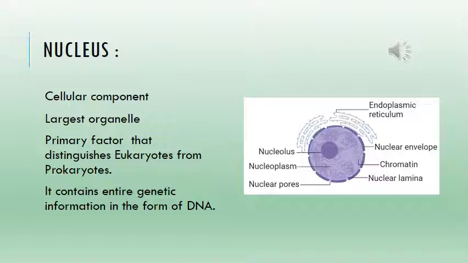Then the third very important point is that it is one of the primary factors that distinguishes eukaryotes from prokaryotes. You all remember that. And the other point is that the entire genetic information is present in the nucleus. In which form? In the form of DNA. What was the distinguishing factor with the eukaryotes? Eukaryotes contain a well-bounded membrane nucleus, while prokaryotes do not have that.